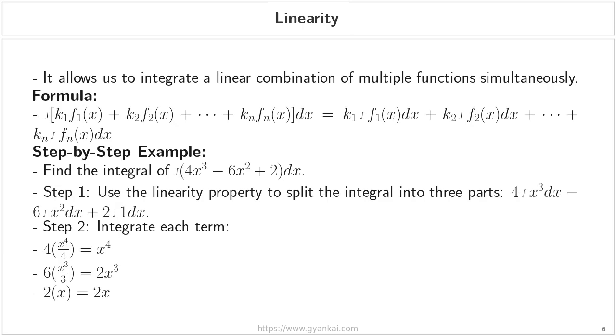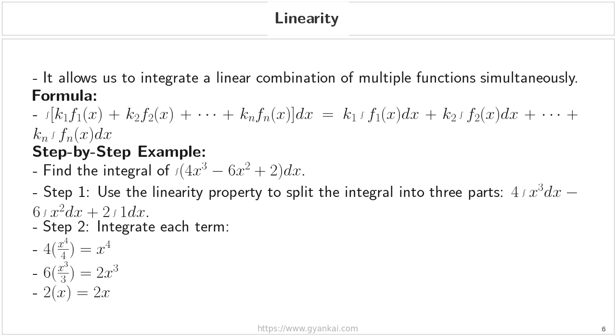Step 2, integrate each term individually. Let's start with the first term, 4 times the integral of x cubed dx. Using the power rule, the integral of x cubed is x to the power of 4 divided by 4. Multiplying that by 4, we get x to the power of 4. Next, we have minus 6 times the integral of x squared dx. Again, using the power rule, the integral of x squared is x cubed divided by 3. Multiplying that by -6, we get -2x cubed.